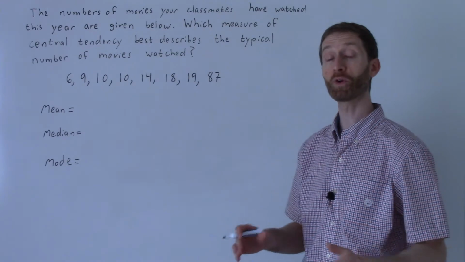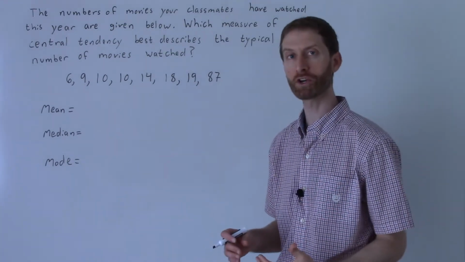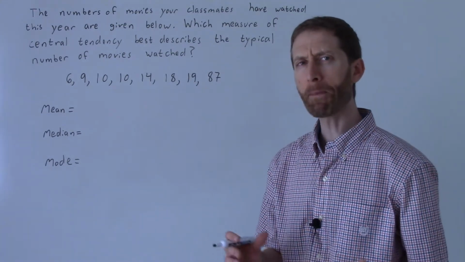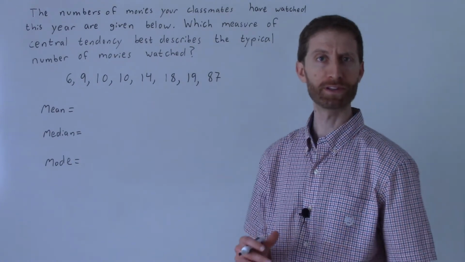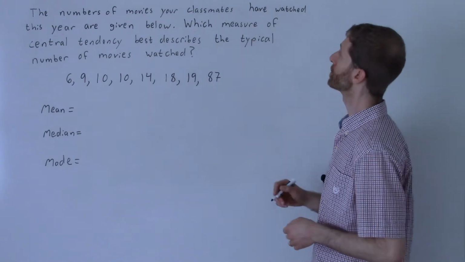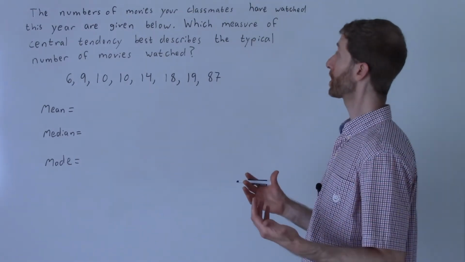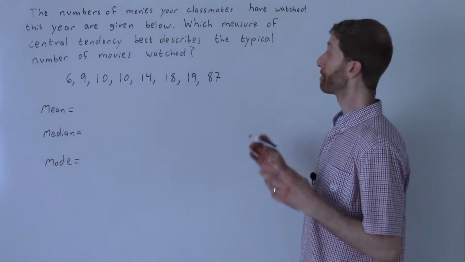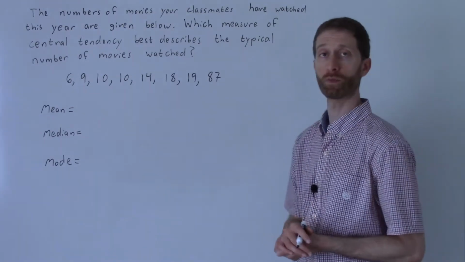In this problem, we're going to go the extra mile to determine what is the best measure of central tendency to use in a situation. So let's check out this word problem. It says, the number of movies your classmates have watched this year are given below. Which measure of central tendency best describes the typical number of movies watched?